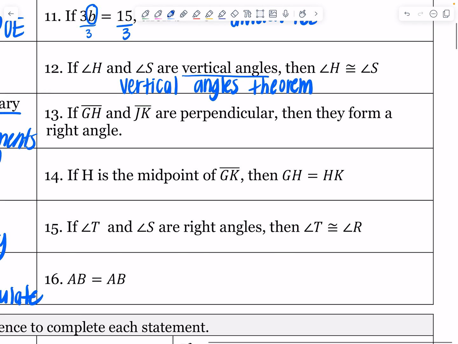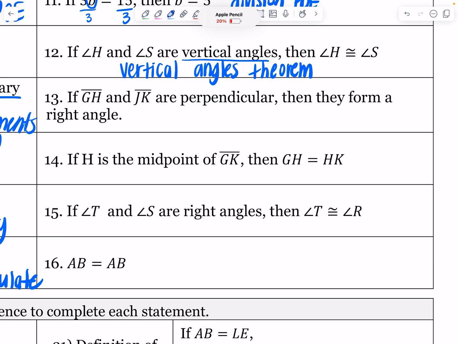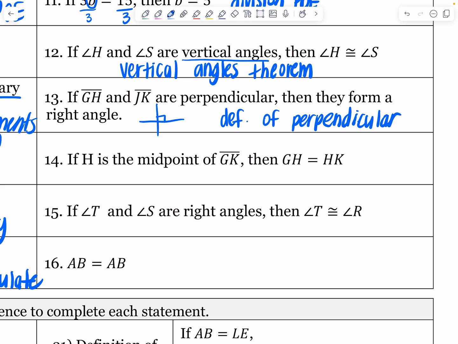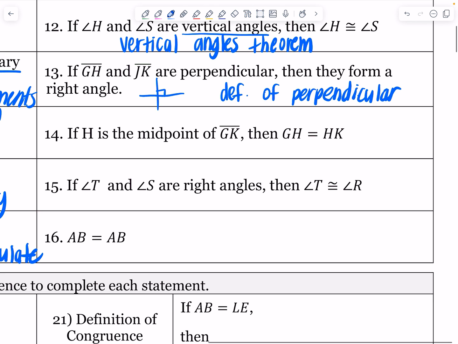All right, this is from yesterday. If GH and JK are perpendicular, then they form a right angle. If we were to draw that out, it would look something like this. They would form a right angle. That is from the definition of perpendicular. To be perpendicular means they cross each other and they form 4 right angles. Definition of perpendicular: if 2 lines cross each other, these 2 segments are forming a right angle wherever they cross.